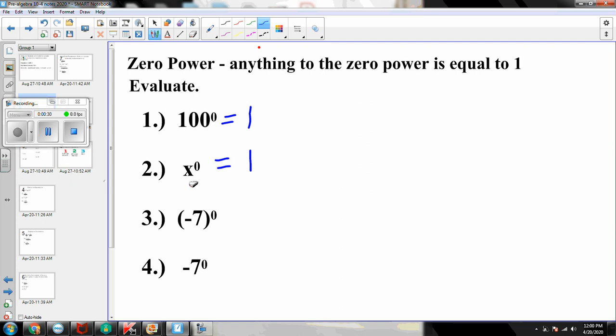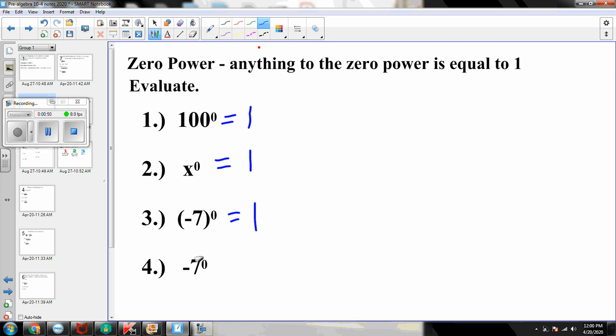I don't know what number x is, but I do know when I take it to the zero power, I get 1. On number 3, I have the number -7 to the zero power. Since -7 is in parentheses, it means take the number -7 to the zero power. Well, any number to the zero power would equal 1.